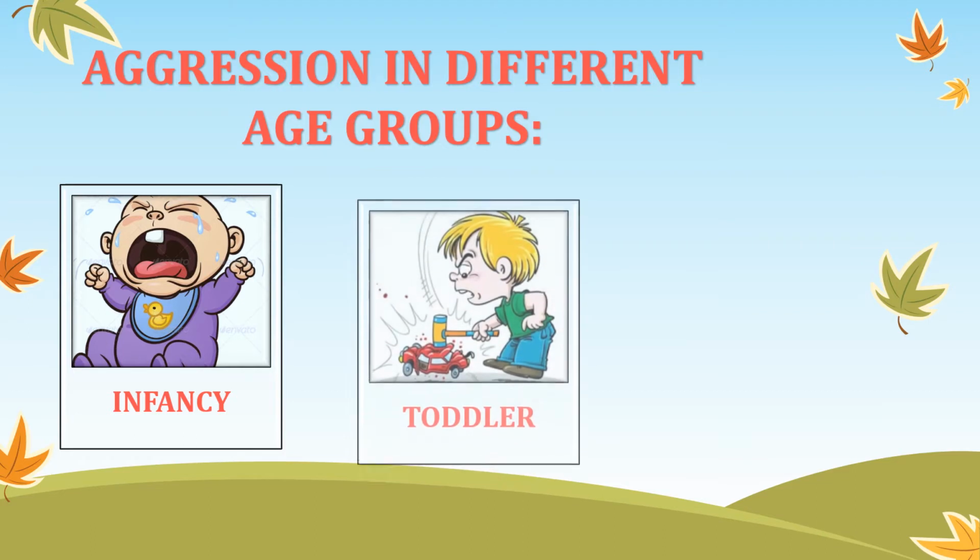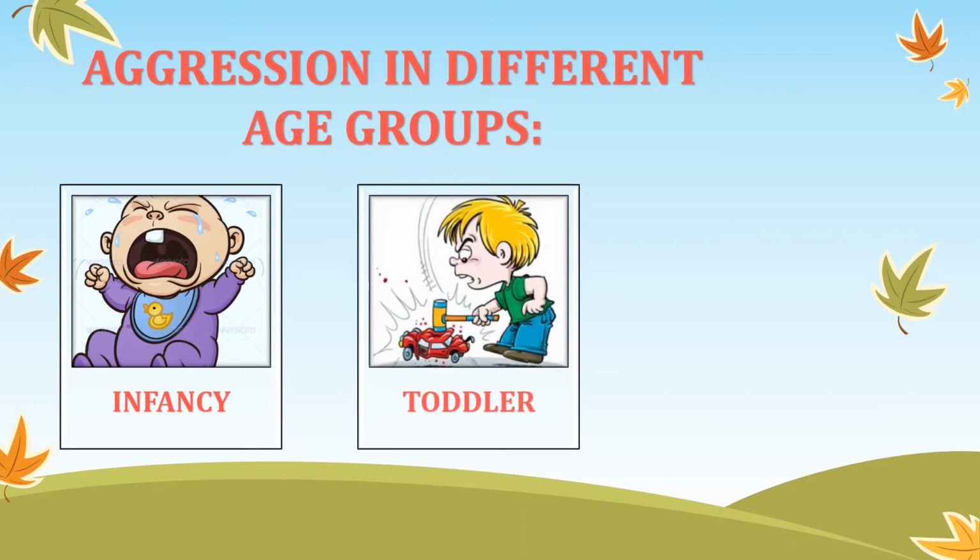Stage 2, Toddlers. Children between 2 to 4 years of age show aggressive outbursts such as temper tantrums and hurting others or damaging objects and toys because they are frustrated. Verbal aggression in toddlers increases as their vocabulary increases.